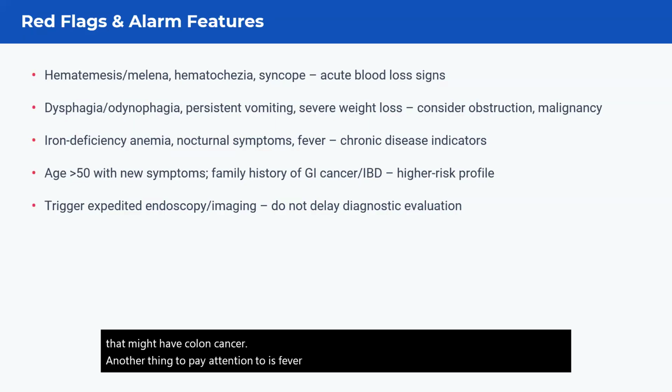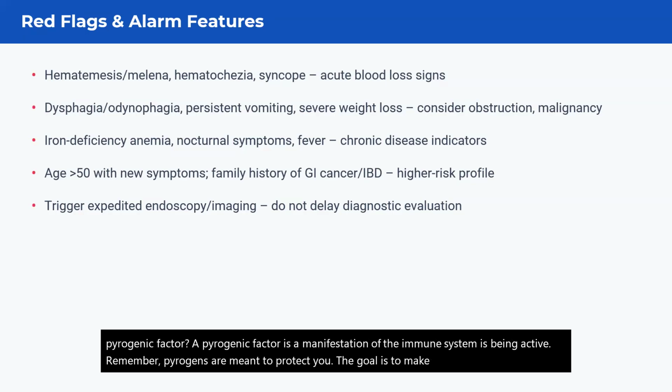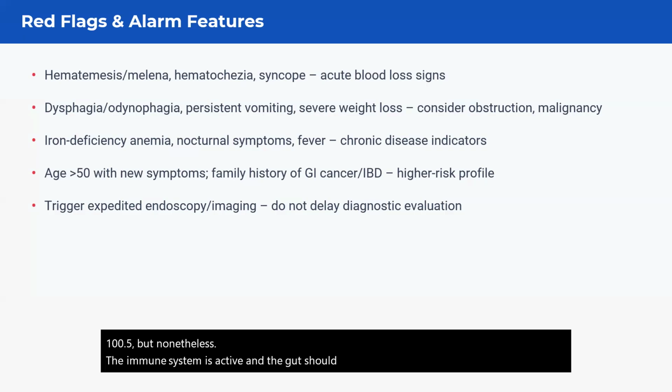If you have that, you have to think about what's mediating fever. Why do you have a fever? There's a pyrogenic factor. Well, what is a pyrogenic factor? A pyrogenic factor is a manifestation of the immune system being active. Remember, pyrogens are meant to protect you. The goal is to make you an inhospitable host to whatever's trying to attack you. So it's trying to make you higher than 98.6, ideally higher than 100.5. But nonetheless, the immune system is active and the gut should be resting. So think inflammatory bowel disease.